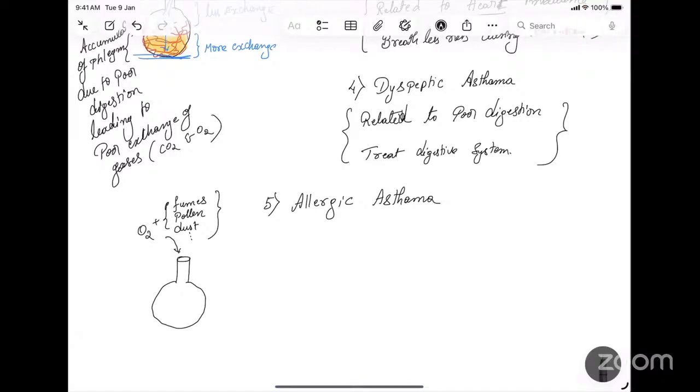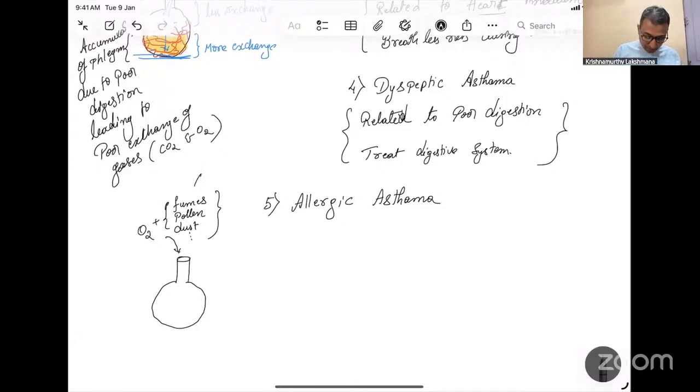What happens? The body is not capable of handling this. This is called allergens. The body or the lungs are not able to handle the allergens, and this creates allergic asthma. Whatever allergen is going in, it blocks, or partially blocks, the functioning of the lungs. So it creates inflammation.